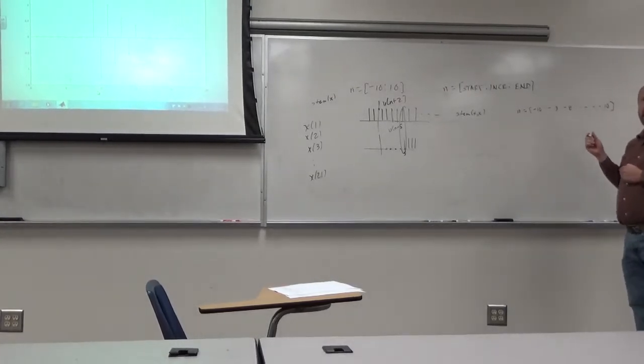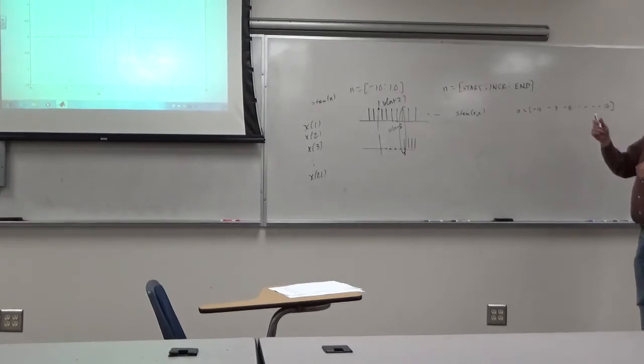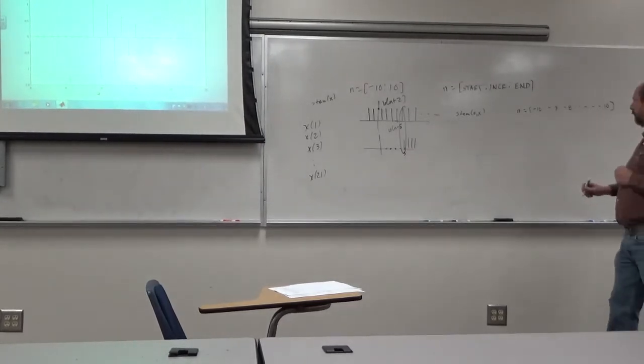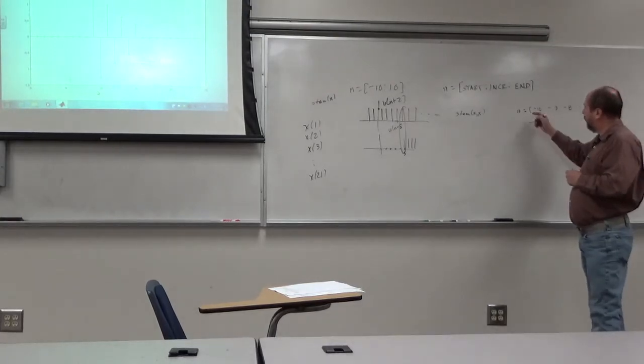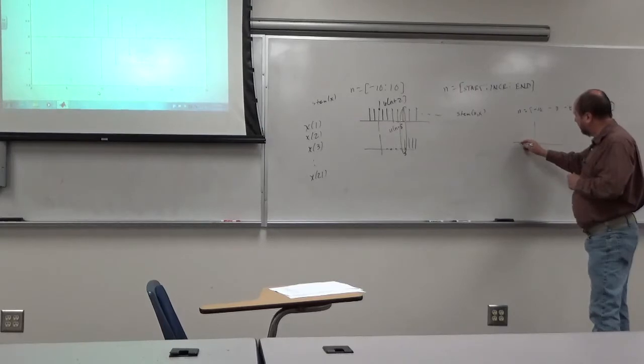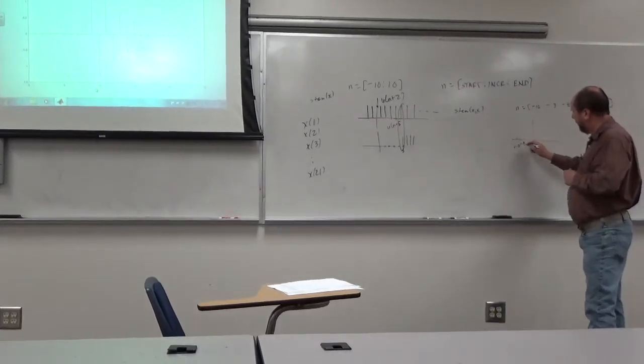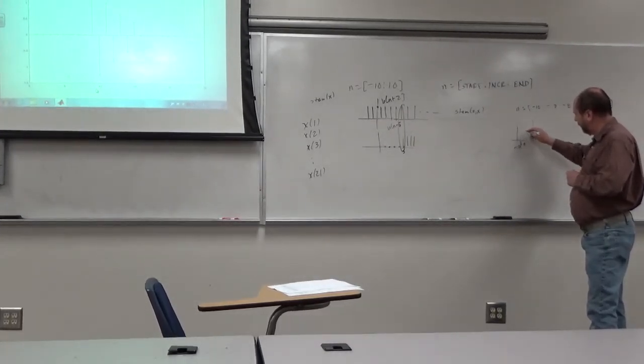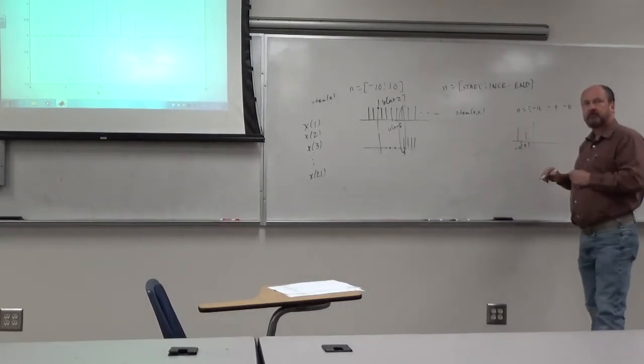-10 to +10. You count -10 to -1, 1 to 10, that's 20. The 0th is another one, 21. So then it plots, okay, -10, -9, and then you plot the numbers here. Okay.